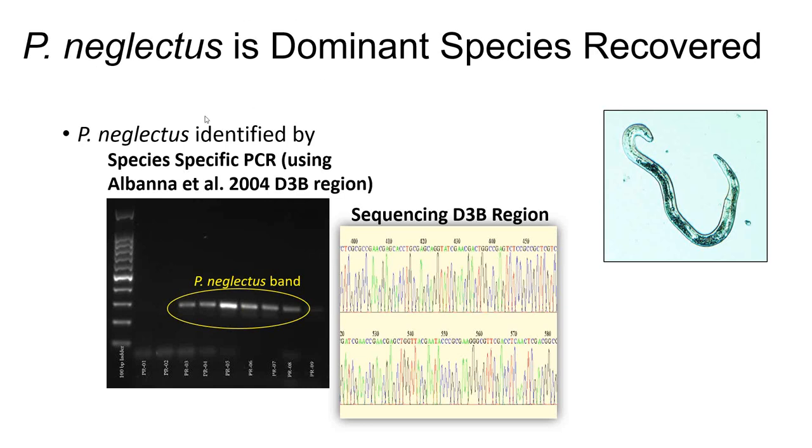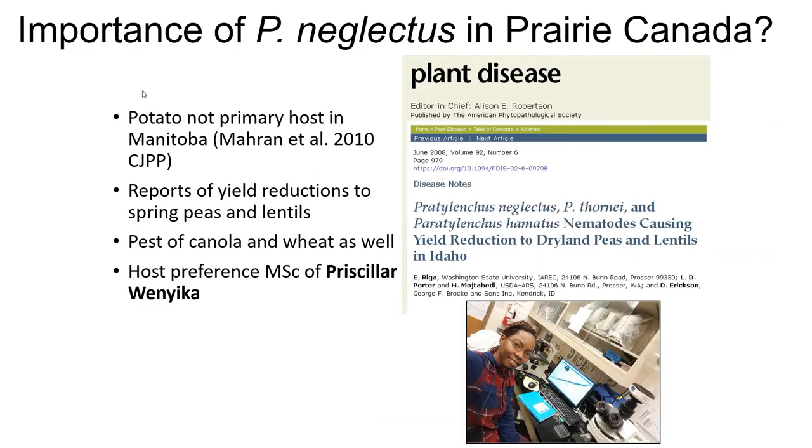So that's kind of interesting because there's not as much known about this particular nematode. We did work in the past on potato, because we did find this nematode in some potato fields in Manitoba, and I had a student, Amro Mehran, who did his PhD, and he could not find that this nematode that was on the prairies was damaging potato. So that was good. But there have been reports of yield reductions from this nematode in peas and lentils in the Pacific Northwest, so in Washington, Idaho, Oregon. And in Australia, it's been known as a pest of canola and wheat.